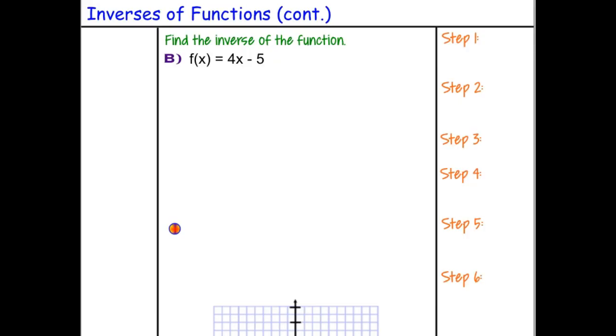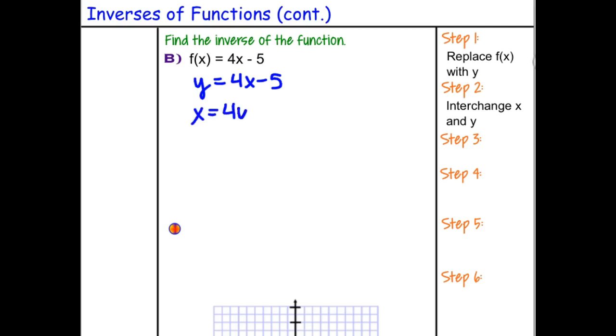Now we have a function. So we have the function f of x equals 4x minus 5. Step 1 is replace f of x with y. I know some of you are going, well, then why did we replace y with f of x to begin with? Just go with it here. So we rewrite it, y equals 4x minus 5. Step 2, interchange x and y. So now I have x equals 4y minus 5. Step 3, solve for y.